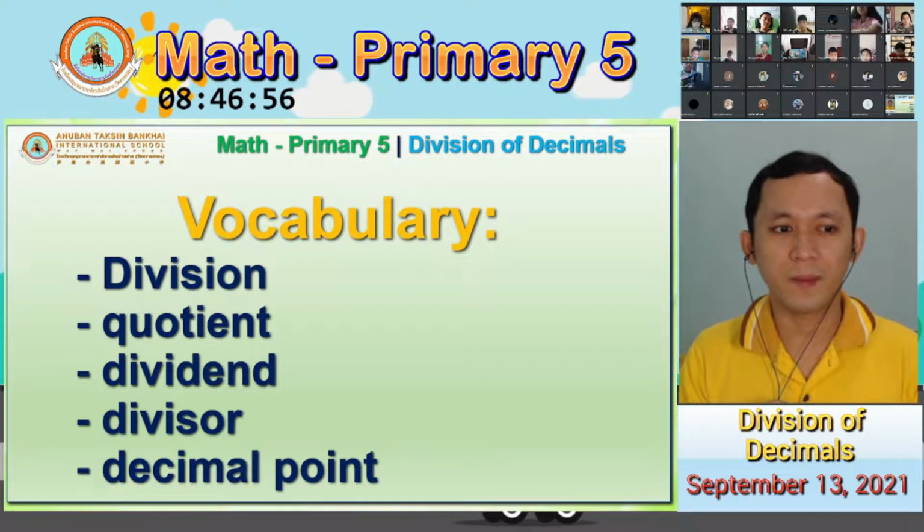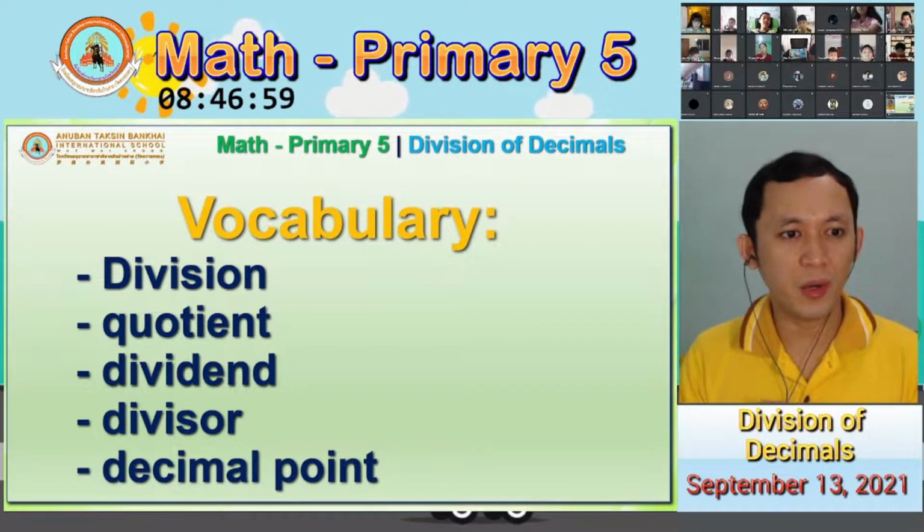Okay, very good, Wimipa and Atakan. How about quotient? What do you mean by quotient in Thai?